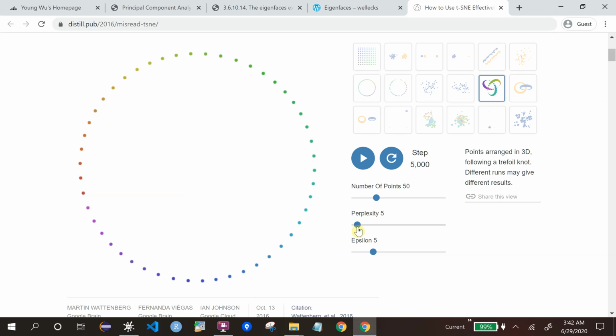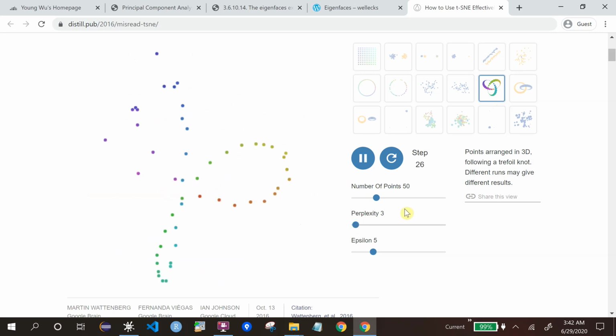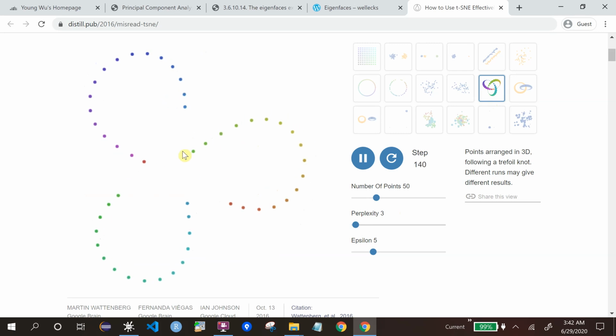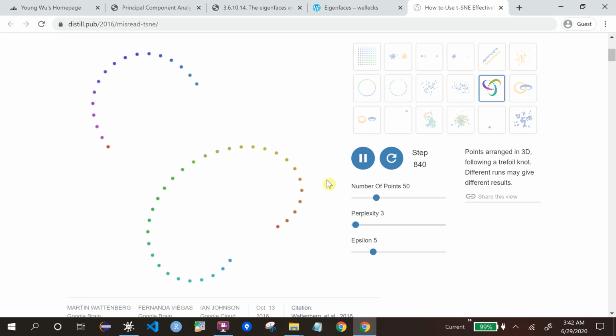Maybe let's try slightly more. Okay, it goes back to the knot structure. Actually not, it converges to something else. So the behavior is kind of strange, but the basic idea is: how many neighbors do we care about when we say we want to preserve the distance? That's the important idea behind this t-distributed stochastic neighbor embedding.